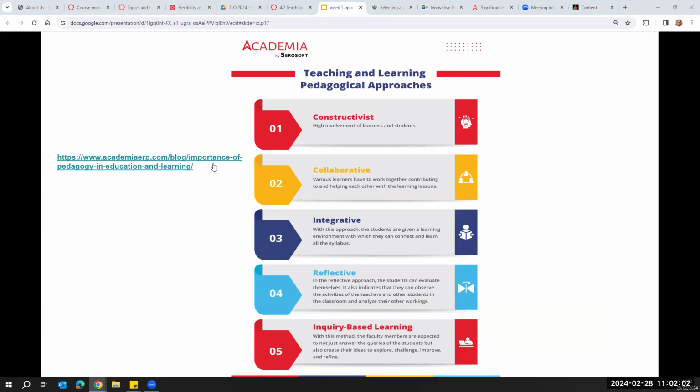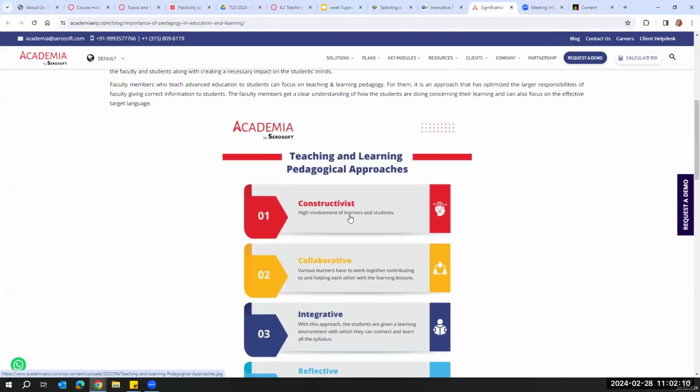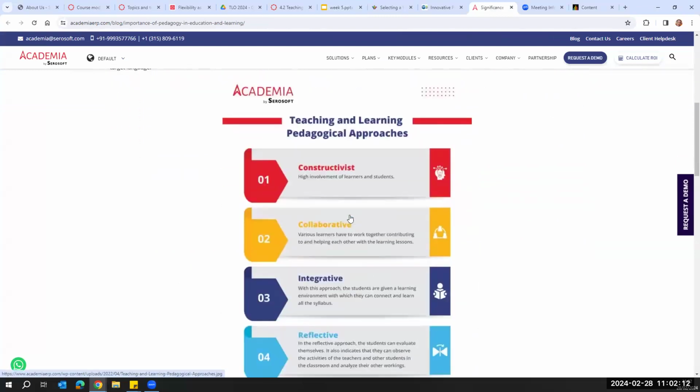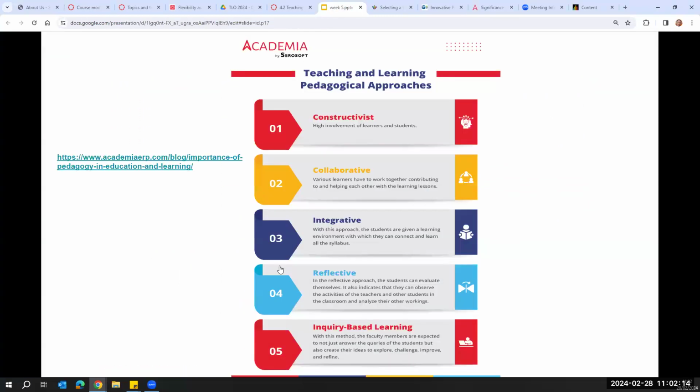And this is very tiny for you to see, but there's a link which you can access. You click on that link, and you'll see this figure a bit bigger. So we have the constructivist approach, the collaborative approach, the integrative approach, the reflective approach, and inquiry-based learning. All of these pedagogical approaches are very linked to online learning, but they could also be implemented in face-to-face learning and blended learning as well.